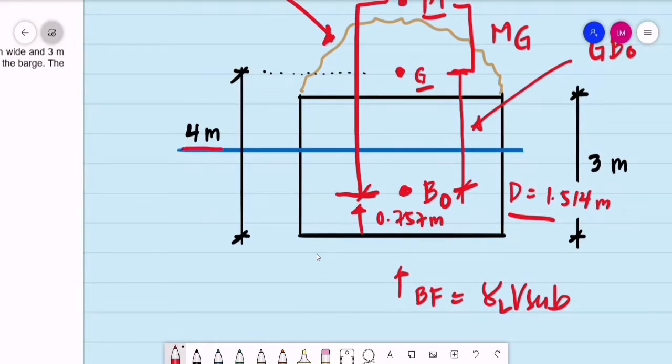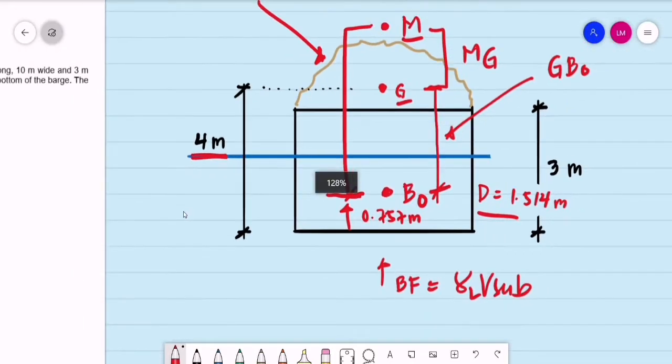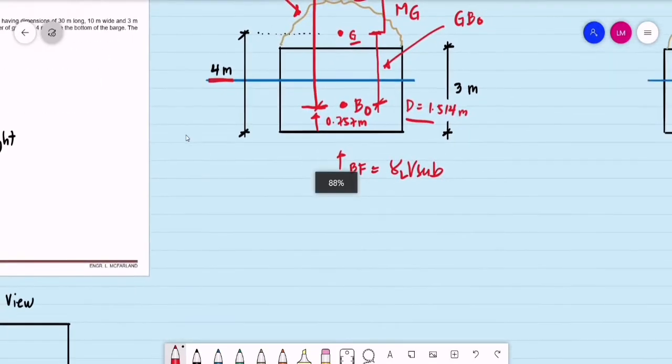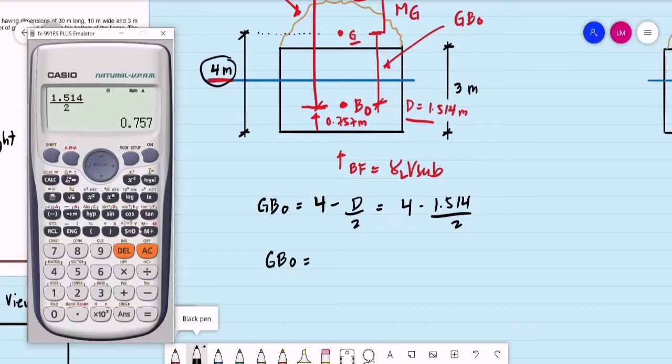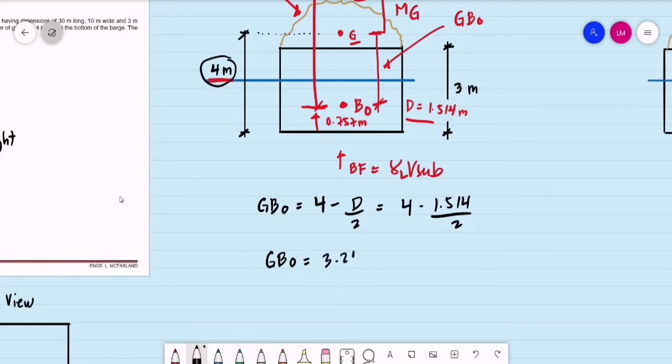We know the location of the center of gravity from the bottom of the barge. That is 4 meters. So, to get the value of GB sub O, that is basically 4 meters minus half of the draft, D over 2. That is 4 minus 1.514 divided by 2. This is the distance from the center of gravity to the center of buoyancy. So that is 4 minus 0.757, which is 3.243 meters. So that will be the GB sub O.